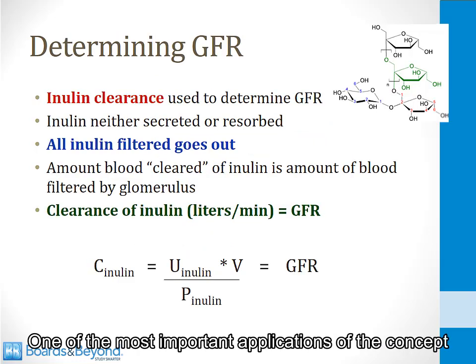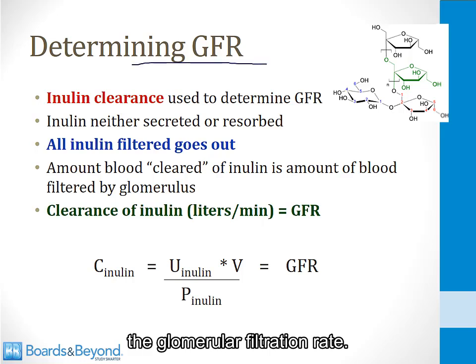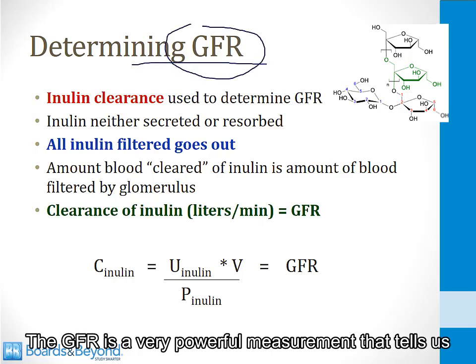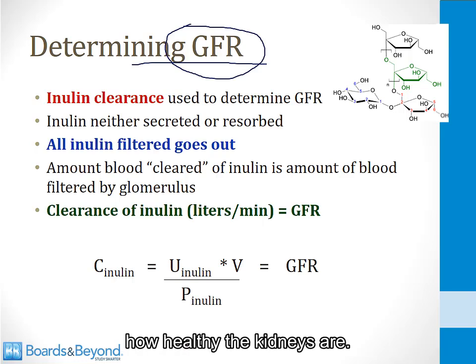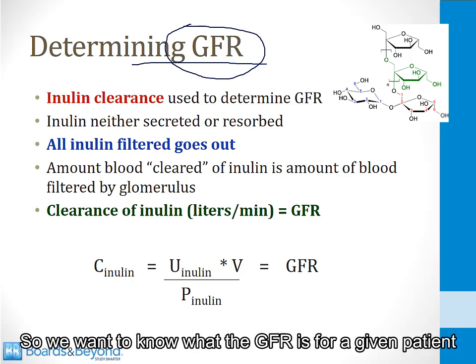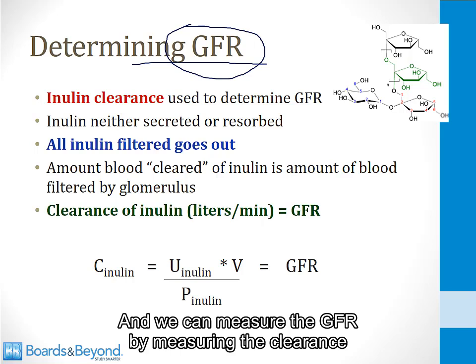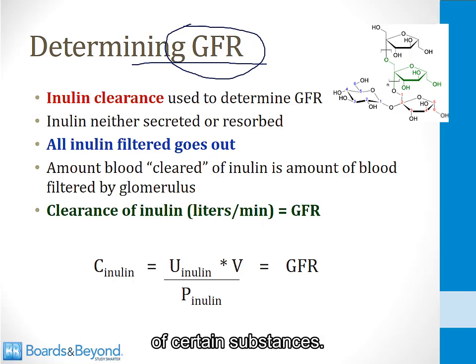One of the most important applications of the concept of renal clearance is in determining the glomerular filtration rate. The GFR is a very powerful measurement that tells us how healthy the kidneys are. As the kidneys begin to fail, the GFR begins to fall. So we want to know what the GFR is for a given patient to determine how healthy their kidneys are, and we can measure the GFR by measuring the clearance of certain substances.